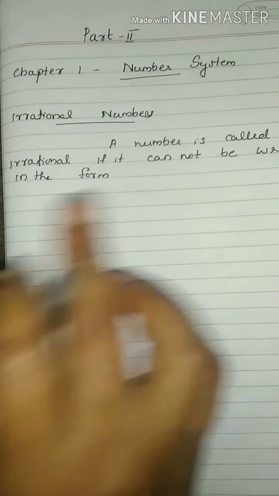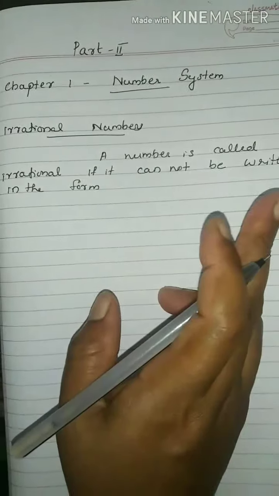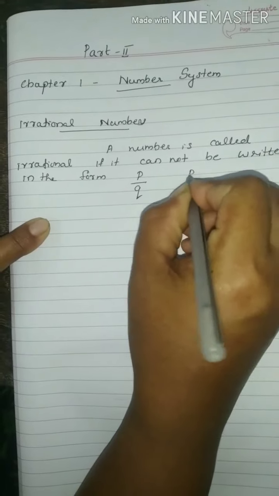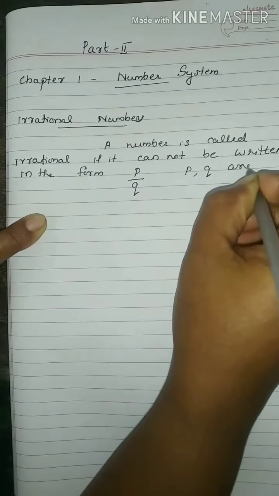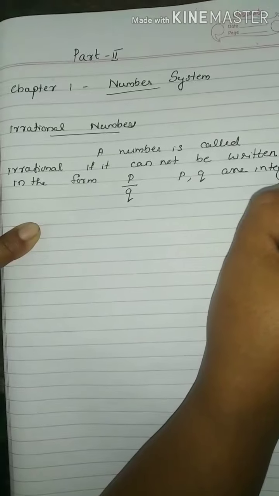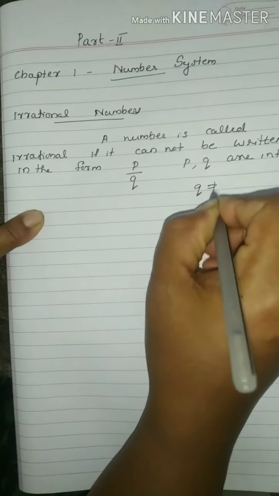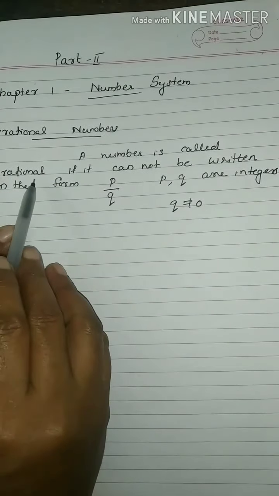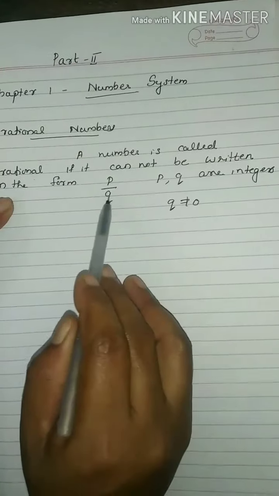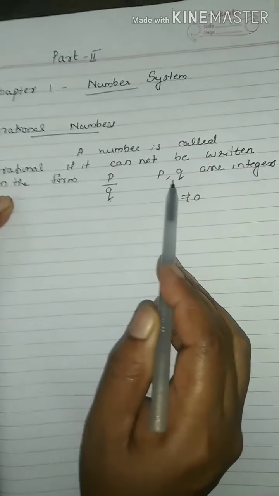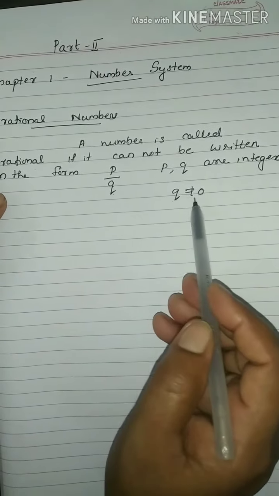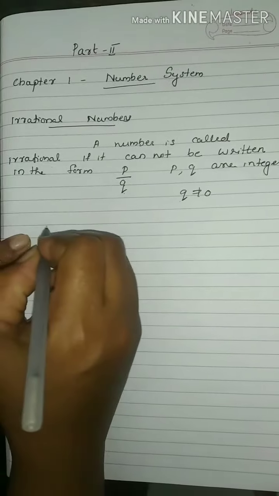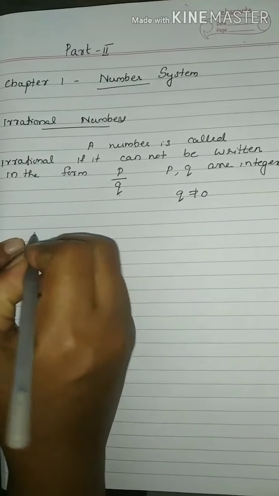A number is called irrational if it cannot be written in the form p by q, where p, q are integers, q not equal to 0. Understand? A number is called irrational if it cannot be written in the form p by q, where p, q are integers and q is not equal to 0. Understand? Now we can write some examples of irrational numbers.